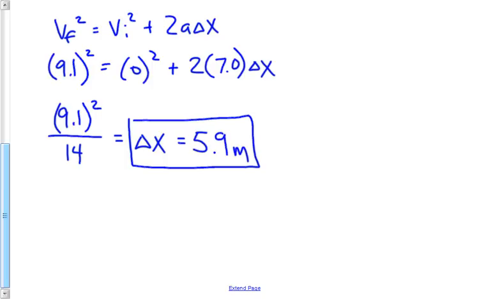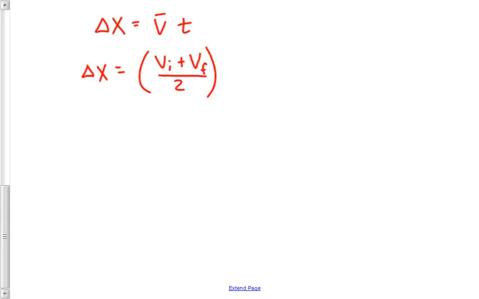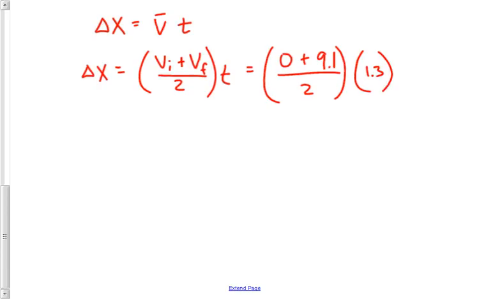Of course, you can also get a little bit tricky and use one of the equations that we looked at in the last video, and that's that displacement is equal to average velocity times time. And if we plug in that tricky form of average velocity that we were dealing with earlier, and plug in the things we know, initial velocity was just 0, final velocity was 9.1 meters per second, and the time was given as 1.3 seconds, you'll still get 5.9 meters.